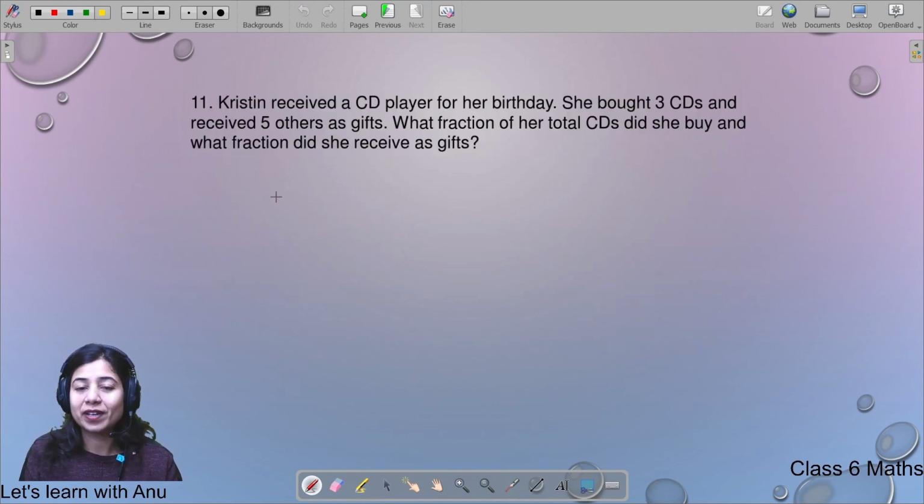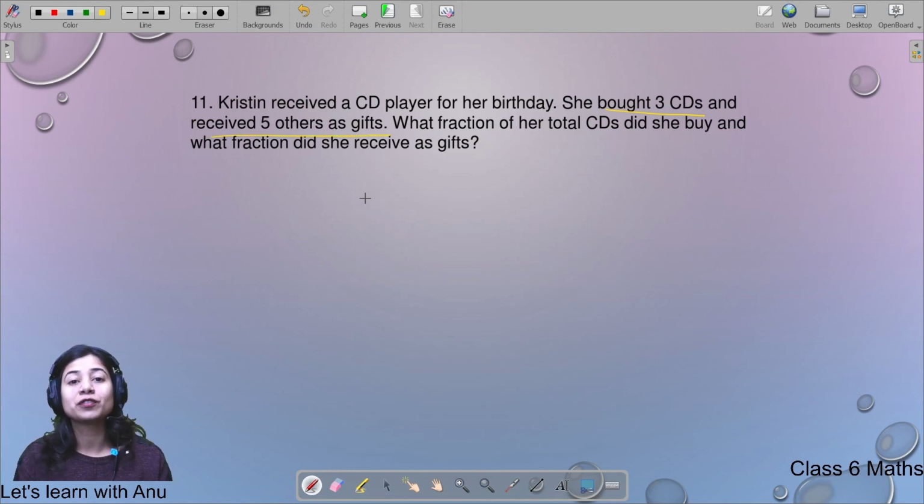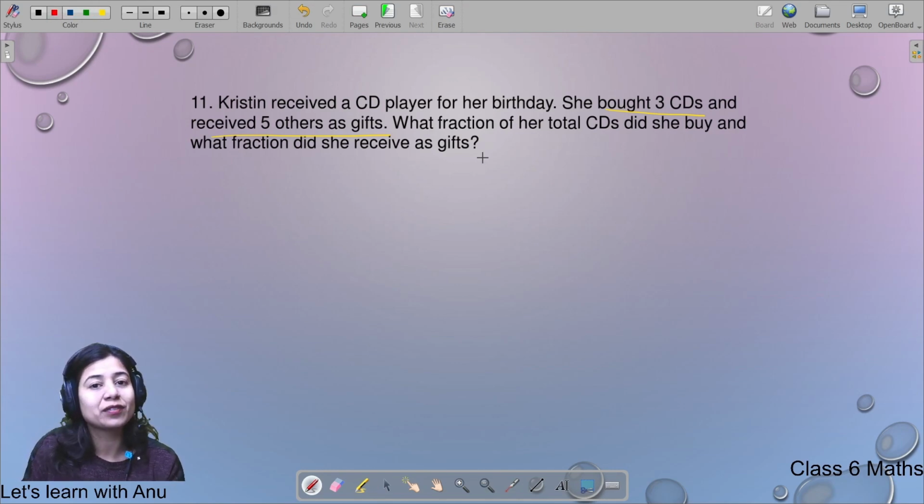So moving ahead now. Let's solve the last question, question number 11. Kristen received a CD player for her birthday. She bought 3 CDs and received 5 others as gifts. What fraction of her total CDs did she buy and what fraction did she receive as gifts? So let's write the given information first, that CDs bought, right? She bought how many CDs, class? 3 CDs she bought and 5 she received as gifts.